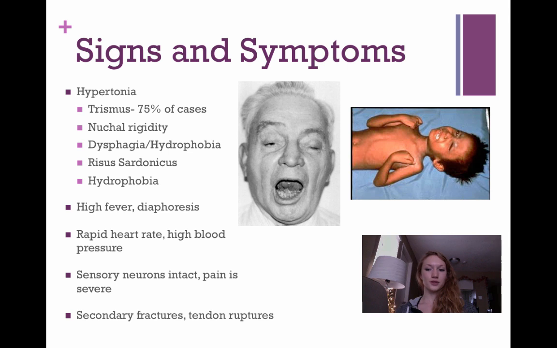The signs and symptoms of tetanus include the hallmark of acute onset hypertonia or severe muscle contractions. This includes trismus or lockjaw, which we see on the older man in the middle, and you see that in around 75% of cases. It also includes nuchal rigidity or neck stiffness, dysphagia or hydrophobia, which is inability to swallow, as well as risus sardonicus or the scornful smile, which you also kind of see on the old man.